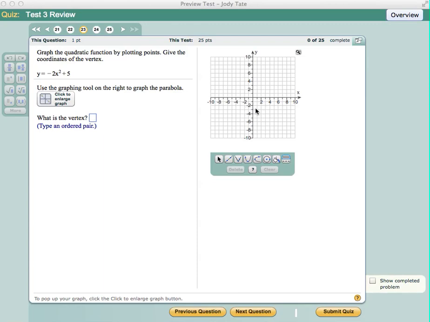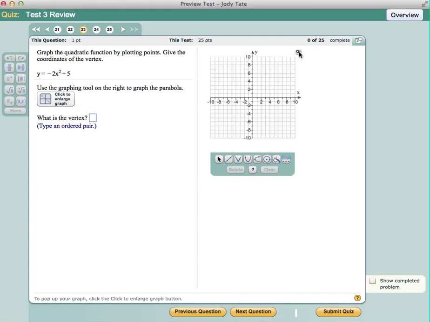So many of you have noticed that when you go to plot points and maybe you have a decimal or fraction, it's not letting you do anything but integers. So we have a solution to that, and I wanted to quickly show you how to do that in MyMathLab. So I'm going to first enlarge the graph here.